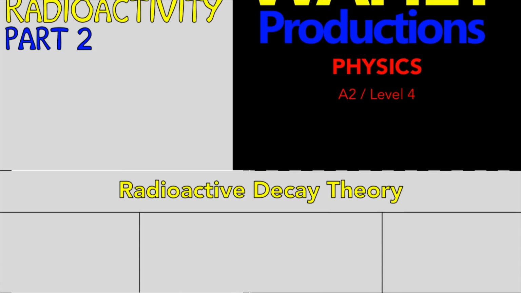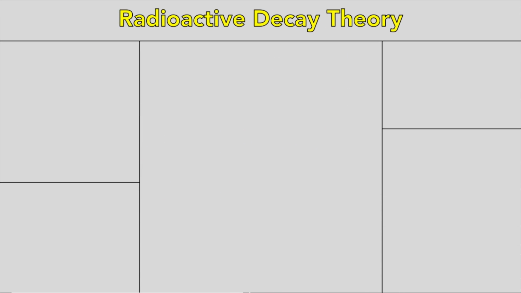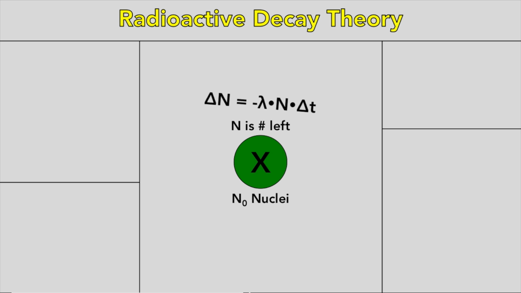Radioactive decay theory. As we said, radioactive decay is unpredictable, and every nucleus of the isotope has an equal probability of undergoing decay in a given time interval. Take the isotope X with N0 nuclei, where N is the number of nuclei left in time T after the start. Just to point out, N0 is not "no", it has N0 number of nuclei.